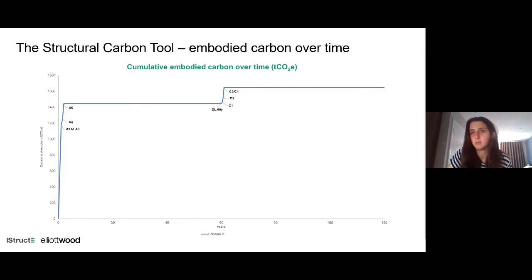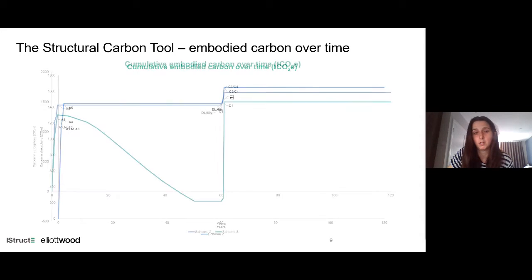So for a non-timber scheme like a steel or a concrete frame, there's a big jump during construction for module A, then it's horizontal during the life of the structure, module B, because we're not including module B currently. It then jumps up again when the building is demolished or preferably deconstructed, which is module C.